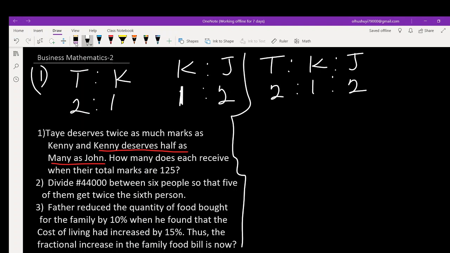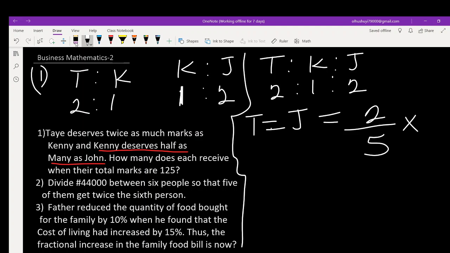That's how many does each receive when their total marks are 125. We know that Taiwo and John will be receiving the same thing. Kenny will be receiving half of whatever they receive. Yes or no? So let's just solve for one of them. T, which of course is equal to J, will be equal to what? 2 upon 2 plus 1, 3 plus 2, 5. Sum of the ratios times how much you are sharing is 125.